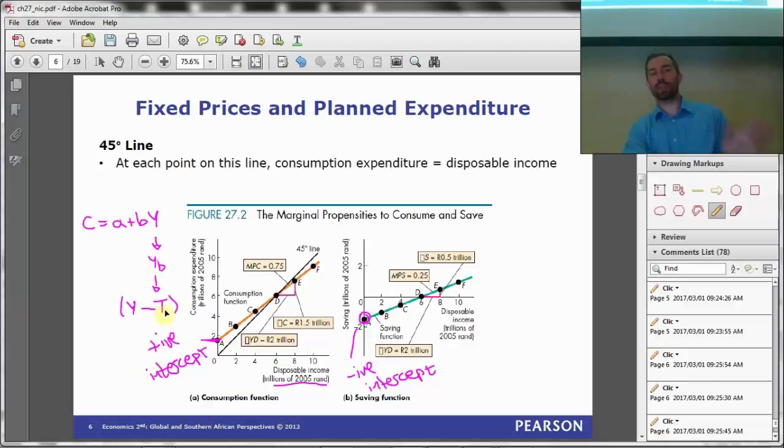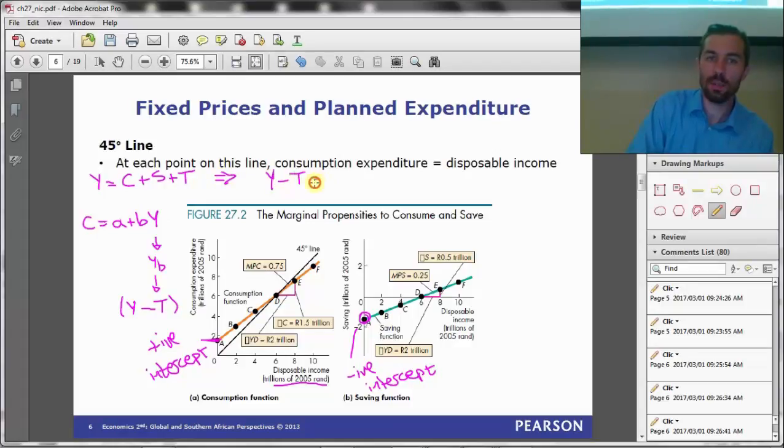If we assume there's no taxes, so if taxes are 0, then it's just C equals A plus B times Y. If taxes are not 0, then C equals A plus B times Y minus T. Remember we saw that in terms of the income approach, Y is equal to C plus S plus T. In other words, Y minus T is equal to C plus S. Right?